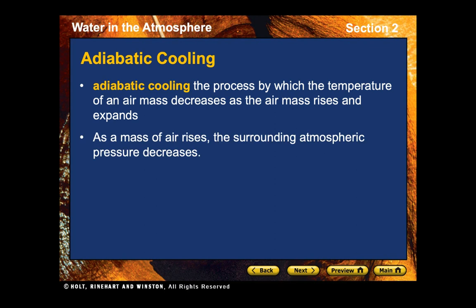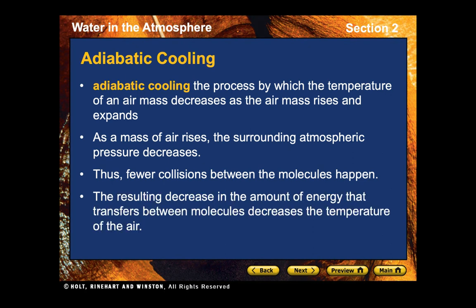As an air mass rises, the surrounding atmospheric pressure decreases. You hear how it says, as the air mass rises, the surrounding atmospheric pressure decreases. Thus, fewer collisions between molecules happen. The resulting decrease in the amount of energy that transfers between molecules decreases the temperature of the air. It gets cooler. What happens when it gets cooler? You get more condensation. What happens when you get more condensation? You'll eventually get enough condensation that it falls back to Earth.